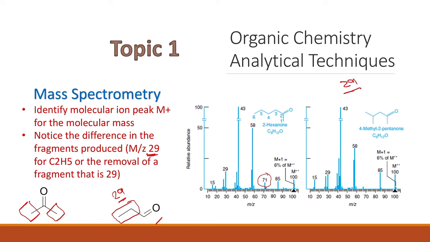That means only the compound that can lose an ethyl fragment is going to give that peak. So you can notice that this one can lose an ethyl fragment. This one cannot lose an ethyl fragment because there is no ethyl here that can be lost as a fragment.